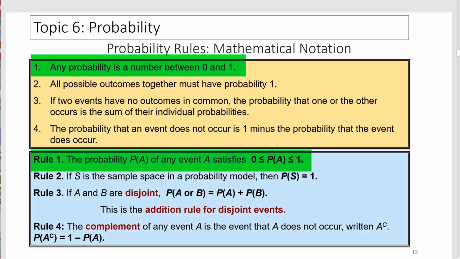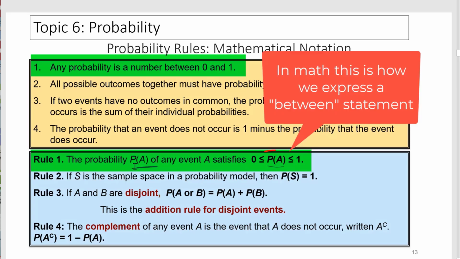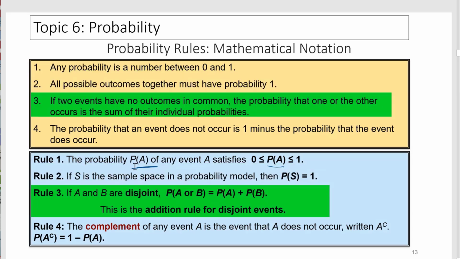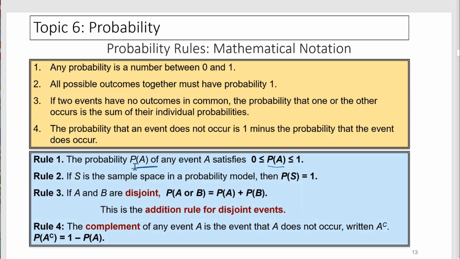Probabilities of an event, we write it as the probability of event A. And we would say that that probability has to be numbers between 0 and 1, proper fractions. If S is a sample space in a probability model, then the probability of that sample space occurring equals 1. That's rule number 2. If A and B are disjoint, that is, they have no elements in common, the probability of A or B is the probability of A plus the probability of B. This is the addition rule for disjoint events. We'll later learn what happens when A and B do have elements that are in common. But if they're disjoint, this is true.